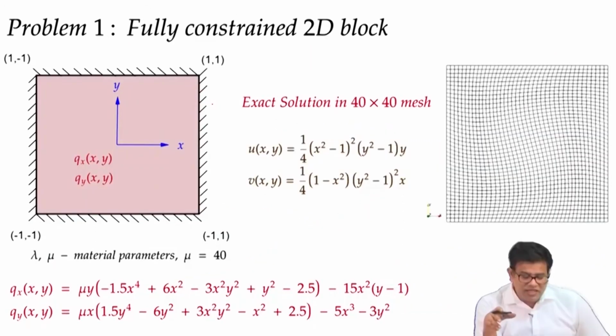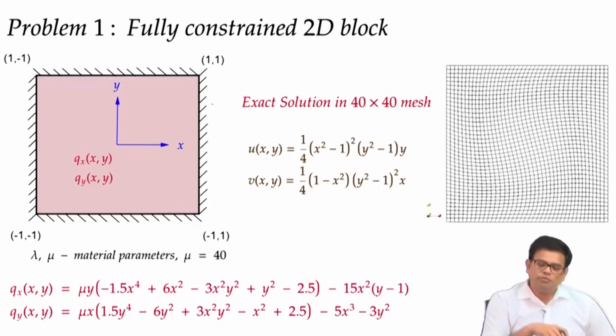So the first problem is a fully constrained 2D block. In this block example, the exact solution is given here. This is the lambda and mu parameters, the Lamé constants. The first Lamé constant is lambda and the second Lamé constant is mu. Here mu is 40. As per Poisson's ratio, we can choose lambda, and I will come to that.